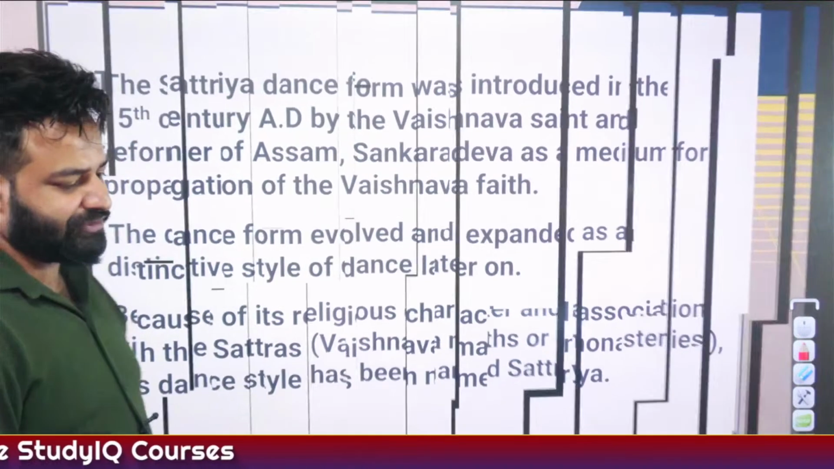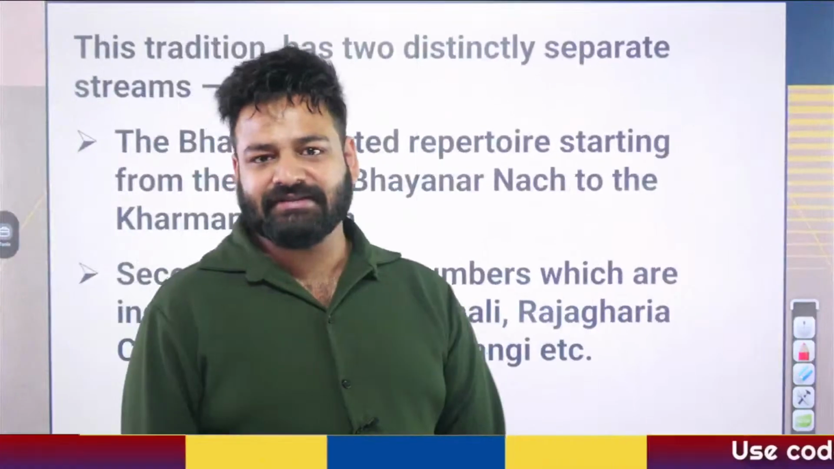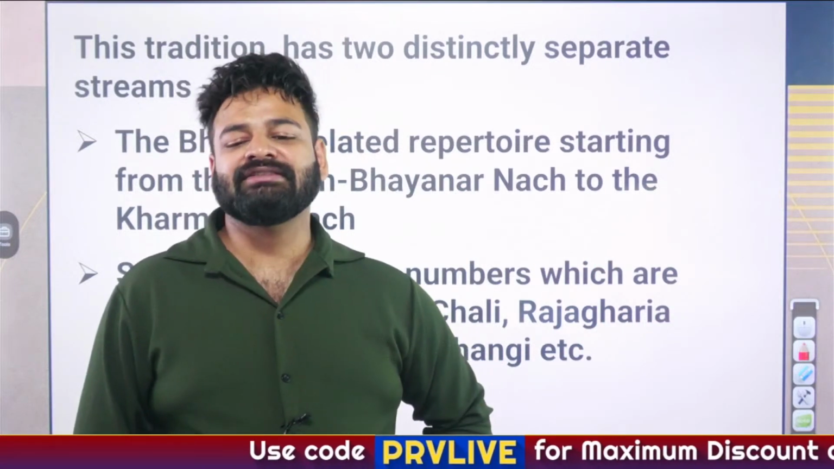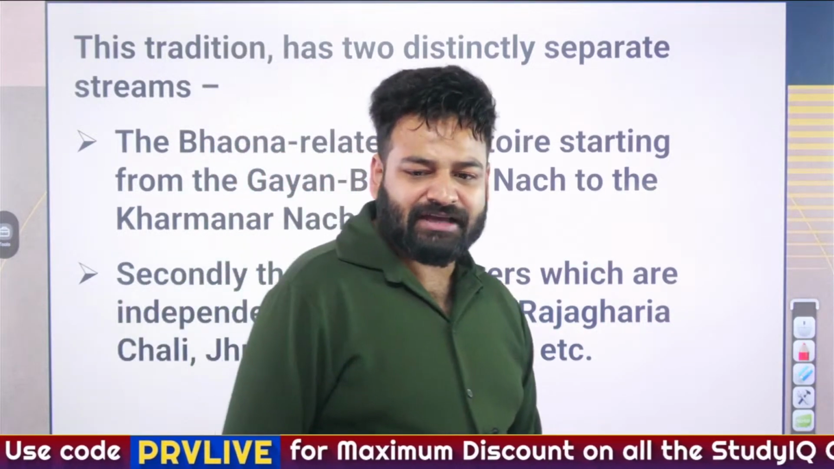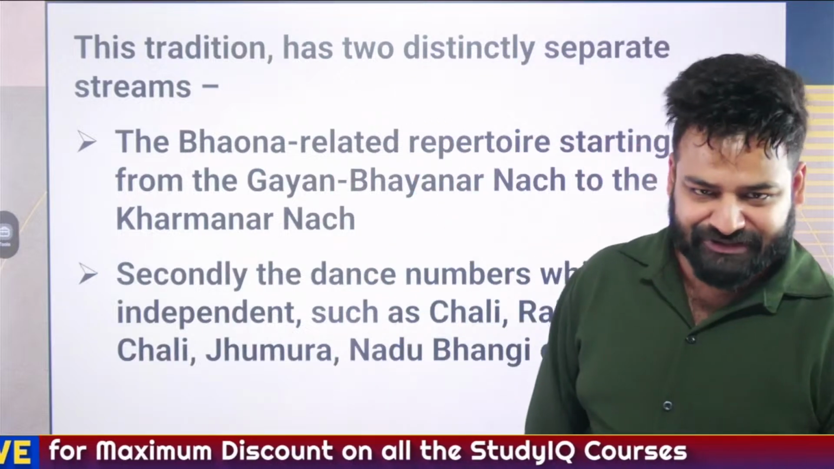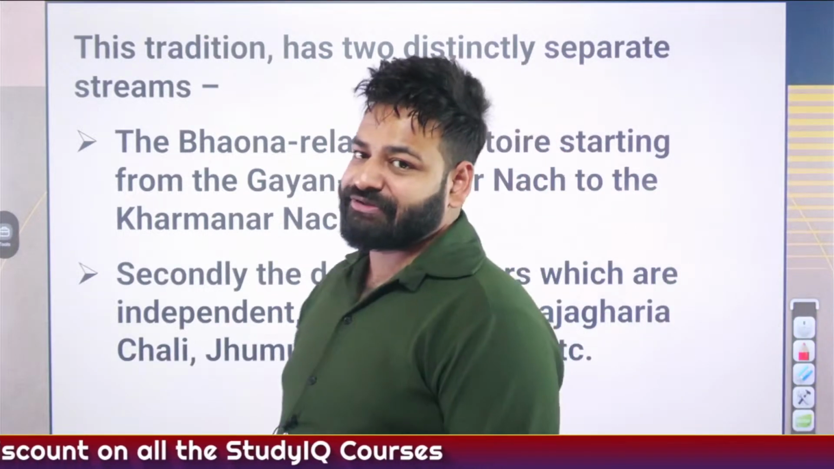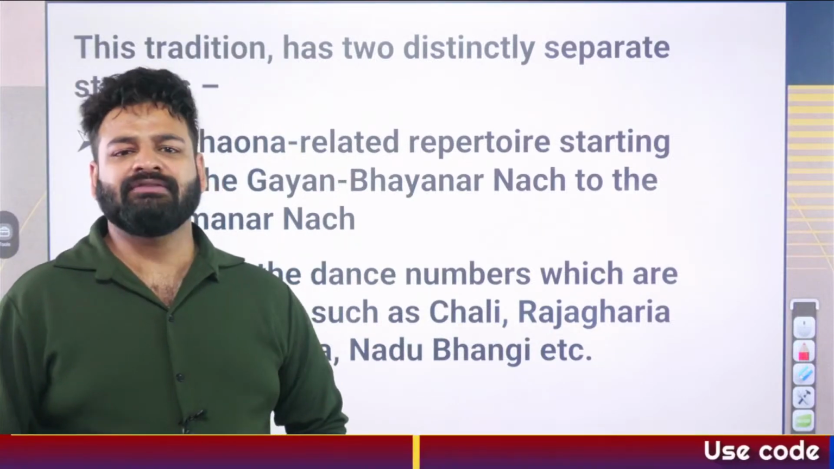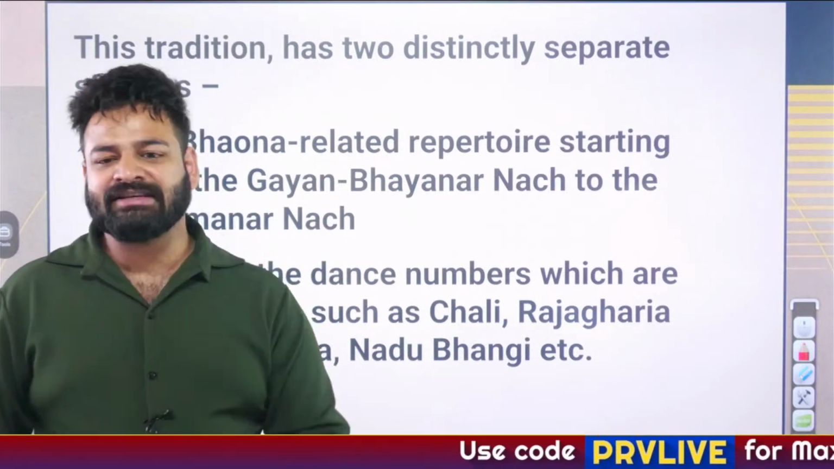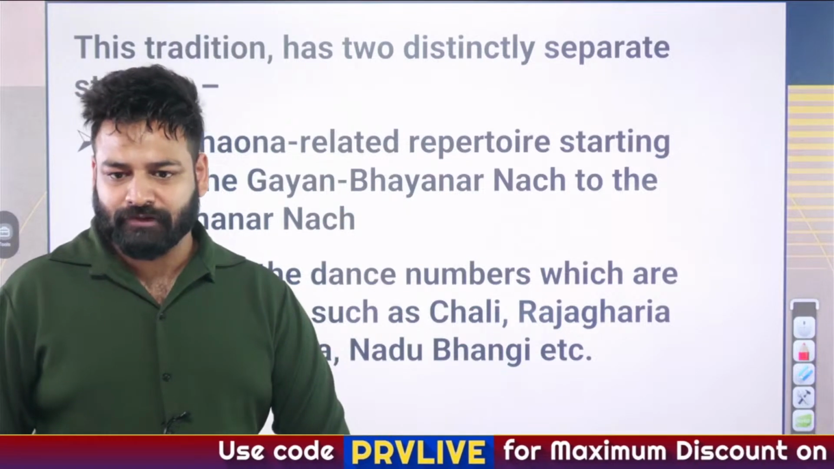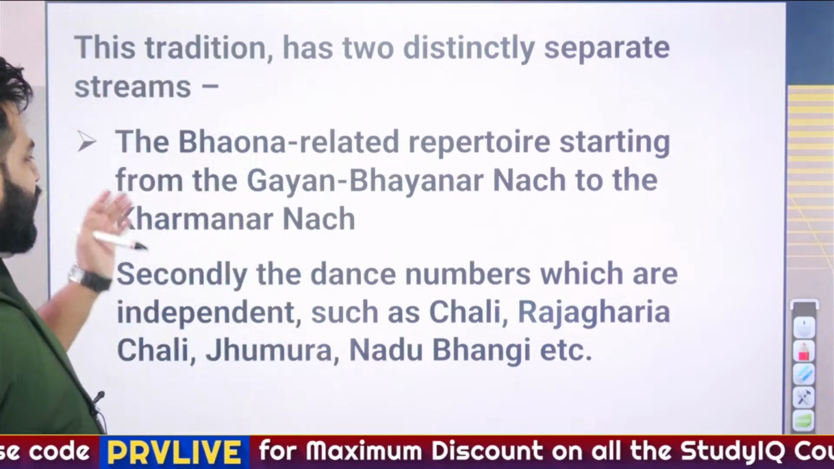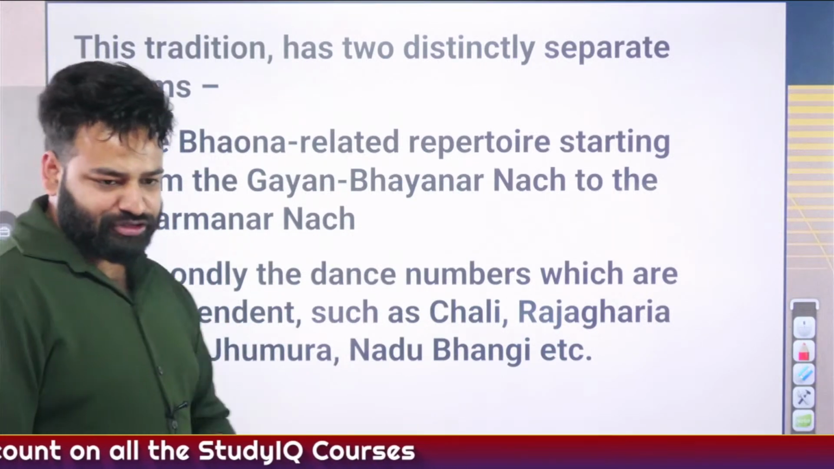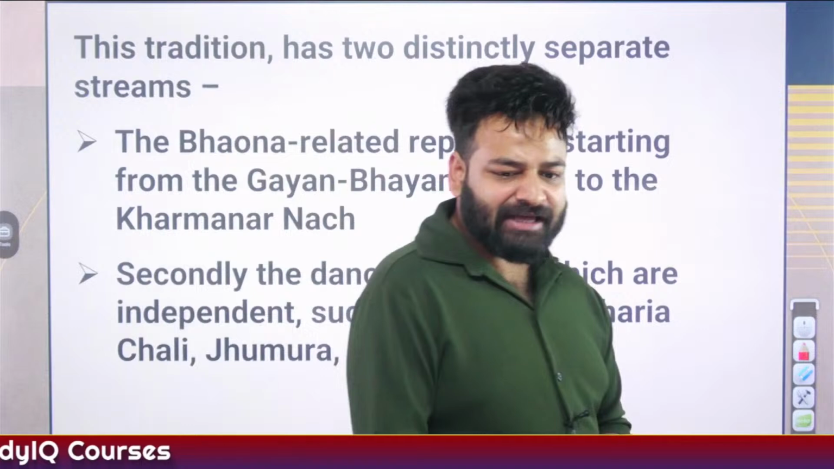So along with the wonderful landscapes, Assam has been gifted with another wonderful performing art, that is the dance Sattriya. The tradition has two different segments or two separate streams. The first one is the Bhavana. Once again, in the Assamese accent, it will be Bhaona. It is a related repertoire starting from the Gayan Bhayanar Nach to the Kharmanar Nach. So two separate types.